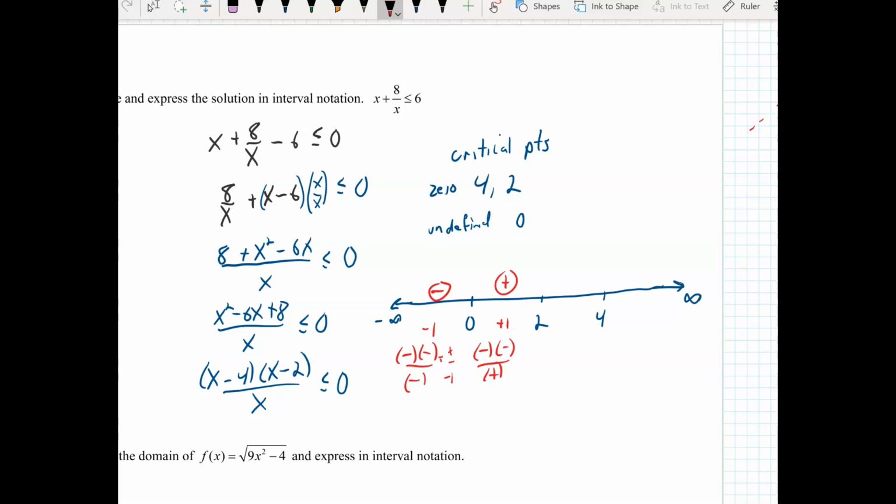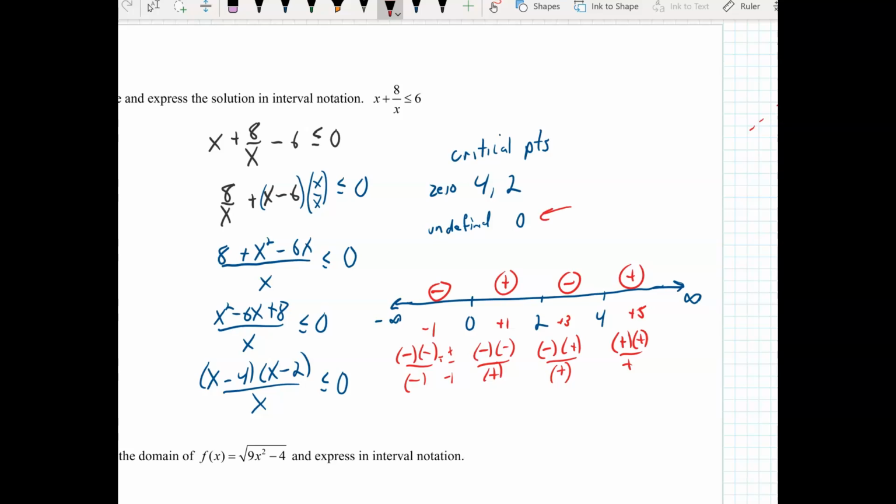Let's pick 3. That's a good number between 2 and 4. When I put a +3 in here, I get a negative times a positive over +3, which is positive. So that's a negative over a positive, that's a negative. And we have one more, and we'll pick +5 as our test point for this last interval. When I put +5 here, I get positive, positive, positive. All of them are positive, so that's definitely positive.